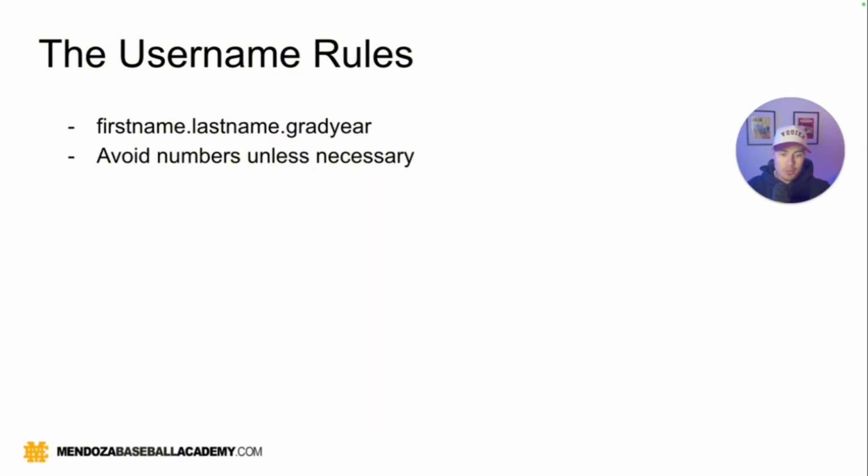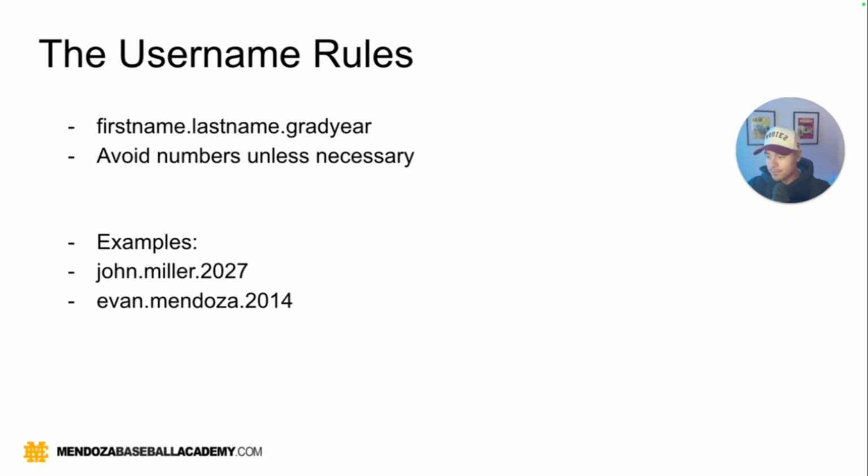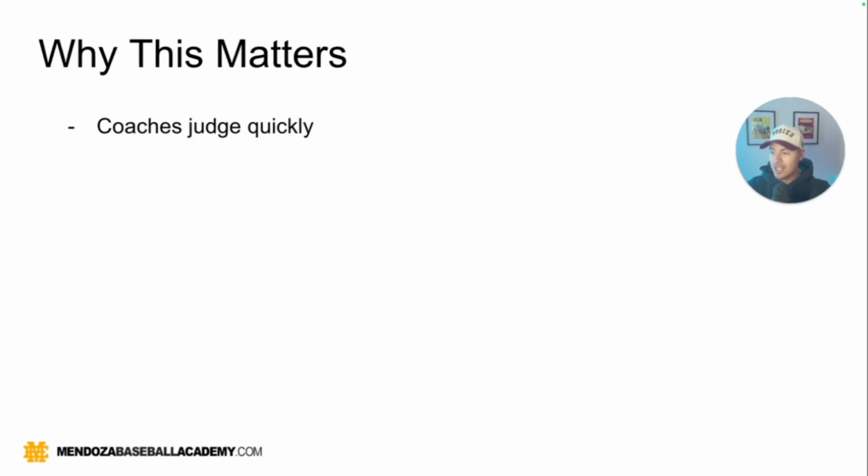So the graduation year is probably the best time to use that. So a couple of examples is like John Miller 2027. Pretty simple about John Miller. He's a 2027 grad. That's what these college coaches will assume. Evan Mendoza 2014. I'm going to probably create some stuff live alongside with you guys so you understand what this really looks like. But why does this matter, right?